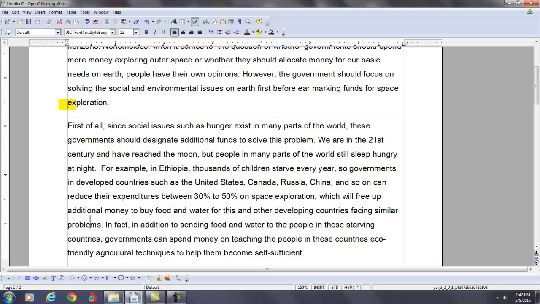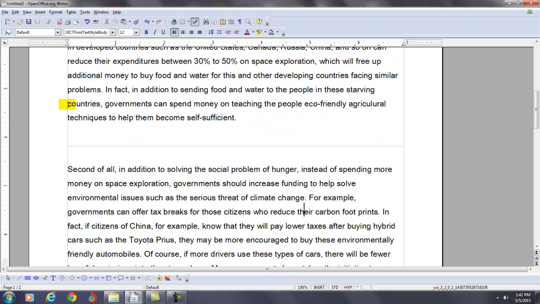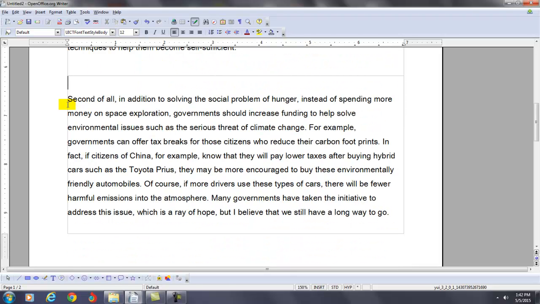In fact, in addition to sending food and water to the people in these starving countries, governments can spend money on teaching the people in these countries. You probably don't even need to say that. It implies that. So governments can spend money on teaching the people eco-friendly agricultural techniques to help them become self-sufficient. So then we have our transition.